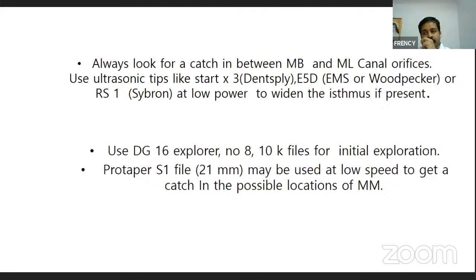Then ProTaper S1, this is a very useful tip. ProTaper S1 21 mm, the conventional universal ProTaper, can be used as a last resort at a very slow speed to get a catch in the possible locations of the additional canal. Use it at a speed of 200 to 250 RPM with a torque of 1.2, 1.5. Then try to get some catch. If you are getting a catch, don't try to go into the apical region. Just widen that orifice, then use the hand files again.